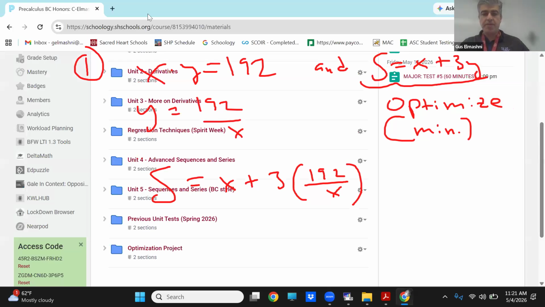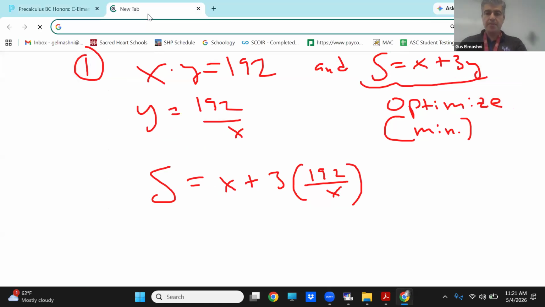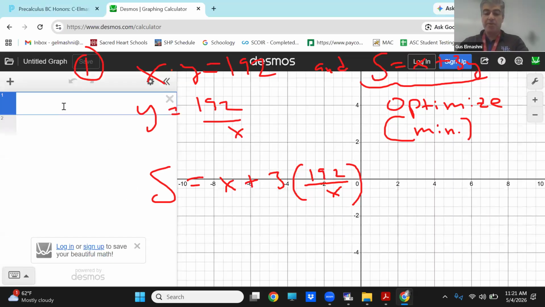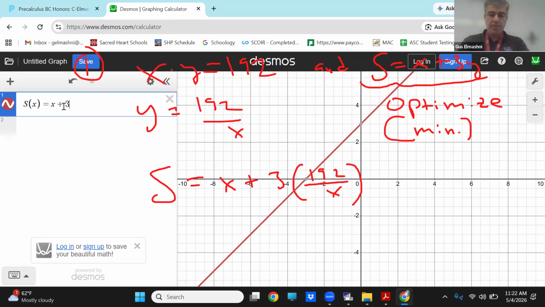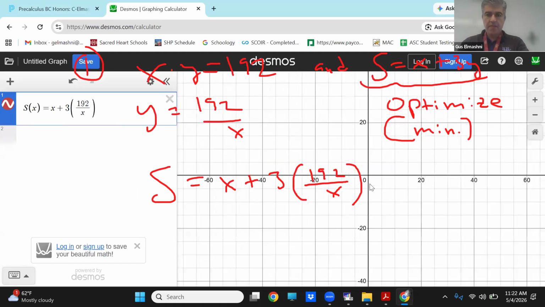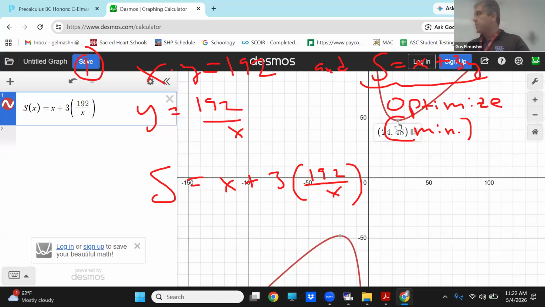Now, we could cheat a little bit and go to Desmos. And you could just plot that graph and find the low point. So if I call it S of x equals x plus 3 parentheses 192 over x, obviously my minimum is right there. So it's pretty clear. I can just get the answer right away from Desmos, right? Pretty straightforward. But what we're going to do is use calculus to help us prove this.